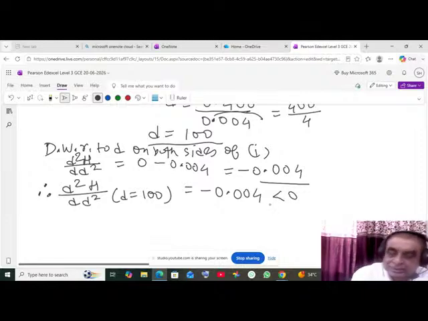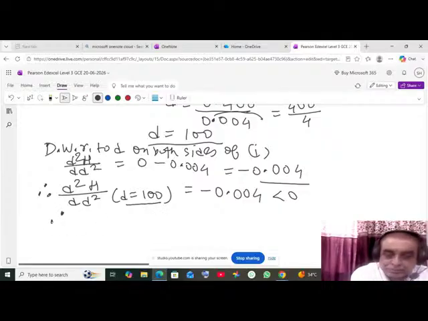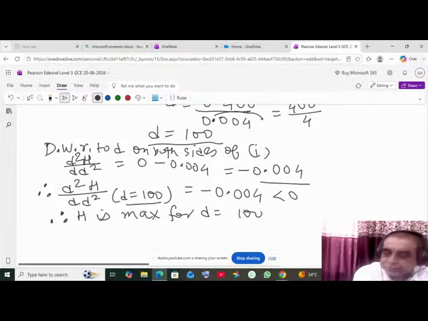So if the value of the second differential coefficient is 0 for this value of d, then it means that the height is maximum when the d value is 100. So therefore the maximum is at 100 meters.